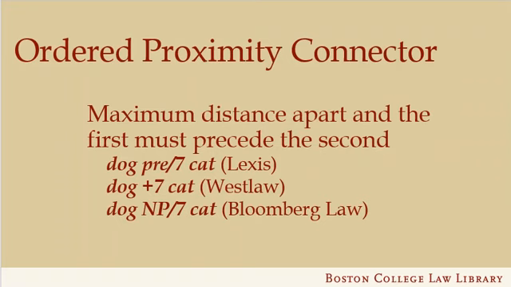A variation on the proximity connector is the ordered proximity connector. Both words must be within a certain number of words, as with the proximity connector, but with the additional requirement that the first must precede the second. This is written as dog pre/number cat on Lexis, or dog +number cat on Westlaw, and dog NP/number cat on Bloomberg Law.